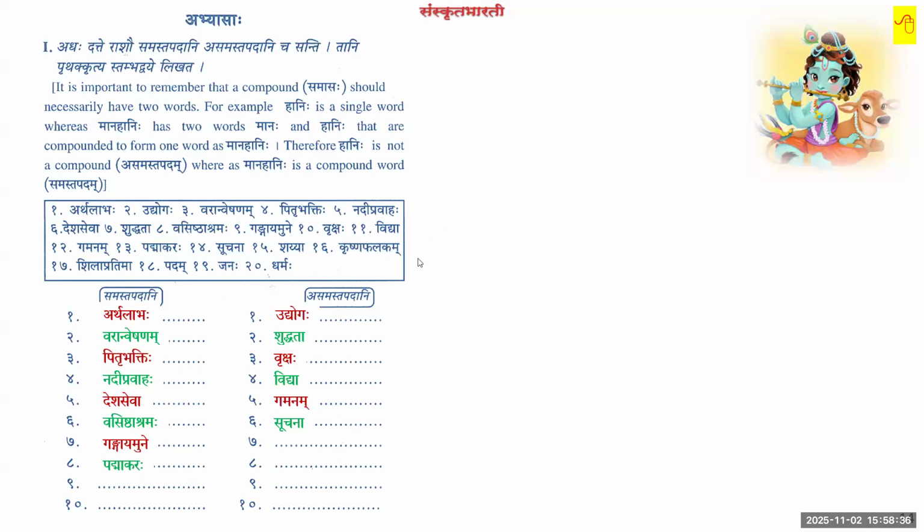Krishna Palakam. Samastapadam. Krishna Palaka, so two words are there. Blackboard. Shila Pratima. Shilayaha Pratima, the murti made out of stone. Idol, stone idol. Shila Pratima. Padam is a basic single word. Janaha. Asamastapadam.